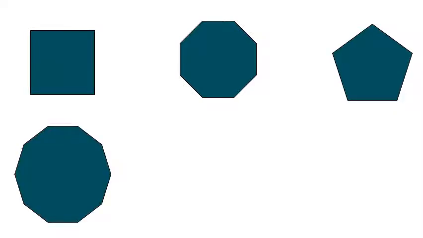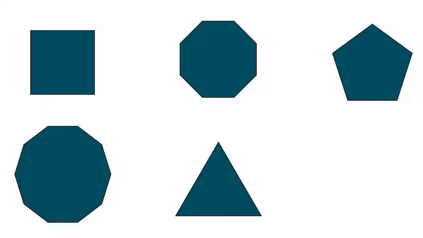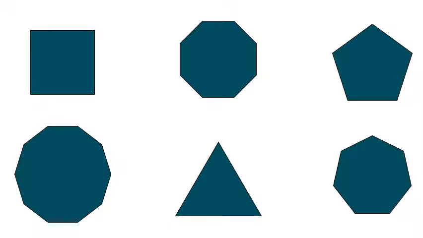A regular polygon means that all the sides and angles are equal. To calculate the size of each angle in regular polygons, we need to take the sum of the interior angles and then divide by the number of angles in that polygon.